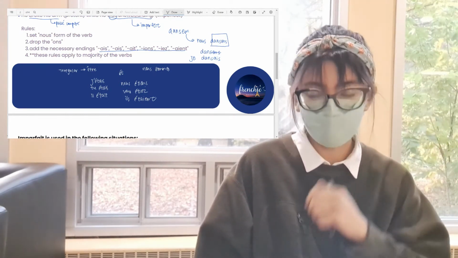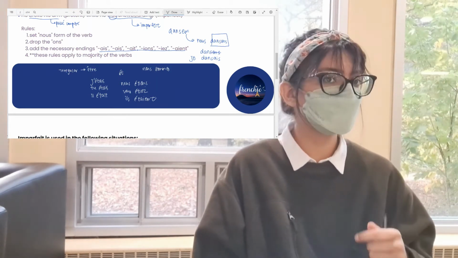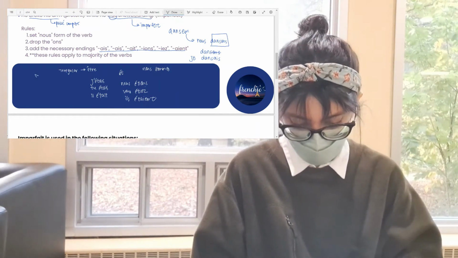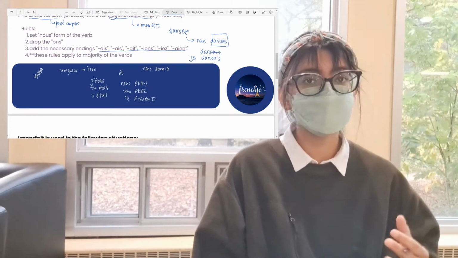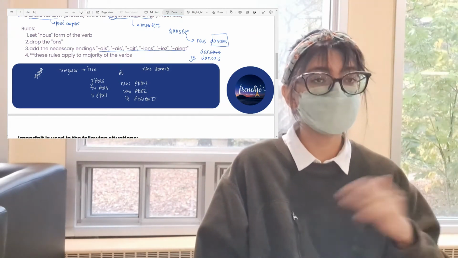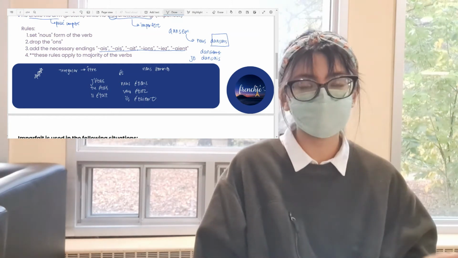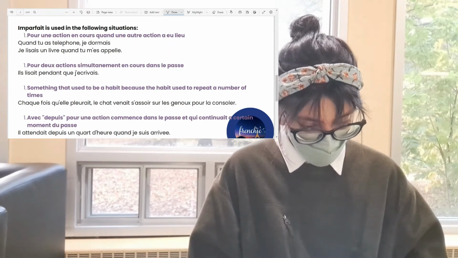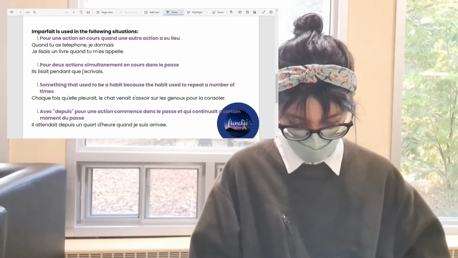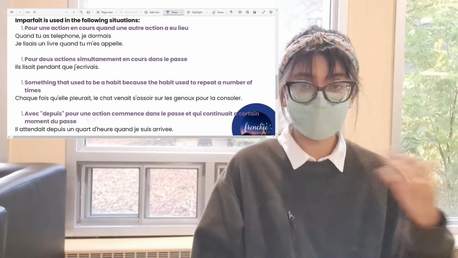Now for l'imparfait, the only irregular one that you will see is être. Okay, so that is the only common one that you need to be able to focus on. The rest of them are more or less regular, so that's nothing to worry about. Now, imparfait, there are 4 major situations in which you should be using l'imparfait.